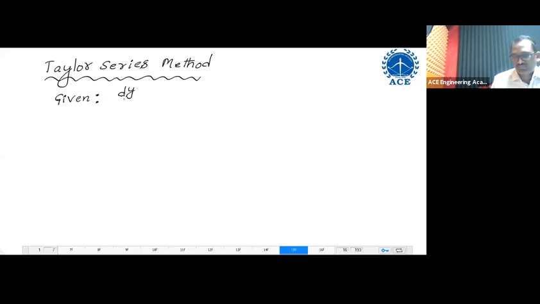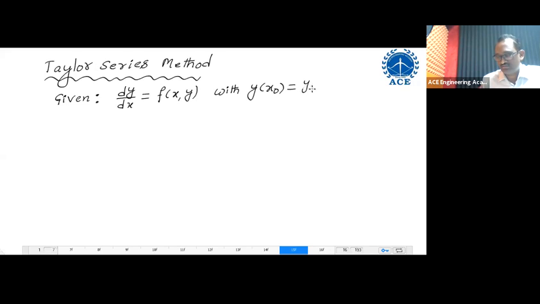Given dy by dx is equal to f of x comma y. This is the general form of first order differential equation, with initial condition y value at x naught is equal to y naught.